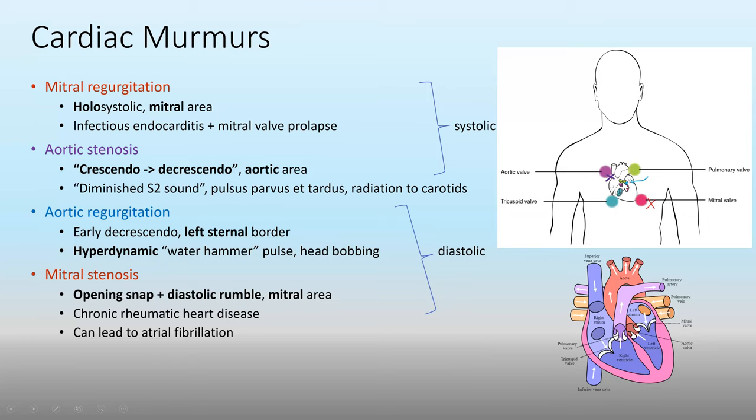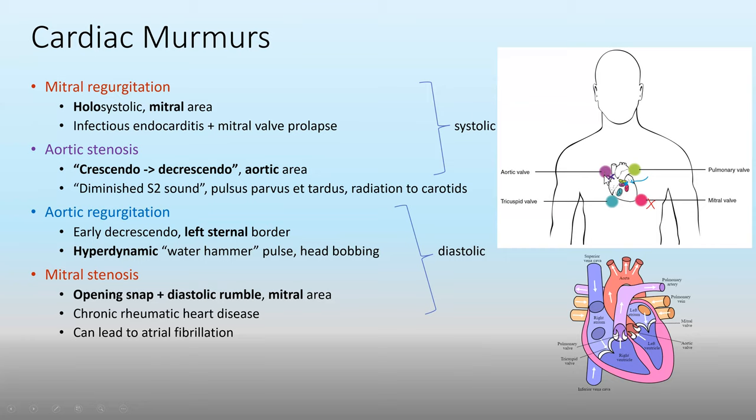But again, instead of it being regurgitating backwards this time, instead picture stenosis as the sound that's occurring when the blood crosses the stenotic valve, but is going in its normal direction. So if you picture the blood flowing this direction and you hear it, but it's stenotic, you hear it forward instead of backwards. So the aortic valve stenosis sound you would hear here at the upper right sternal border typically.